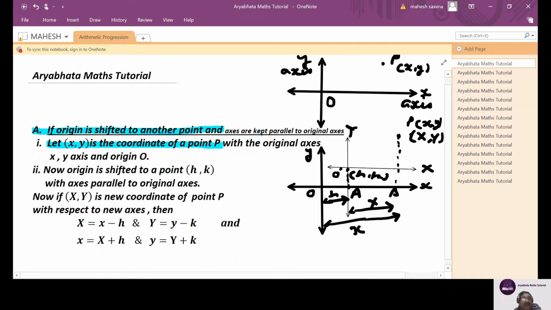Therefore, it is very clear that small x is equal to capital X plus h, and therefore capital X is equal to small x minus h. Similarly, small y will be capital Y plus k. Therefore, capital Y is equal to small y minus k.